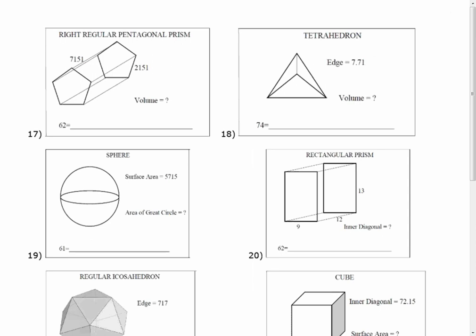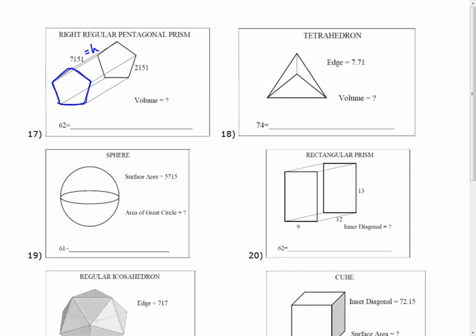For our next shape, we have a right regular pentagonal prism. So what that means is we're thinking of the pentagon down here as our base of this shape, and then the height of it is the 7151. So anytime we're finding the volume of a shape like this, it's just the area of the base times the height. And we are going to have a couple of different ways that we could go about finding the area of that pentagon that's on the side there.